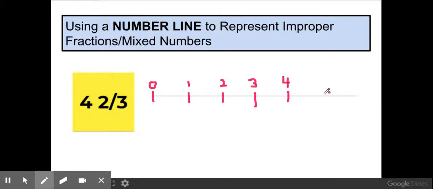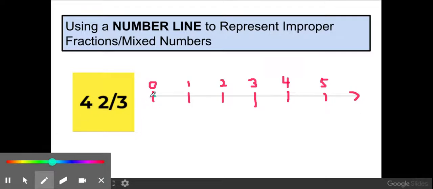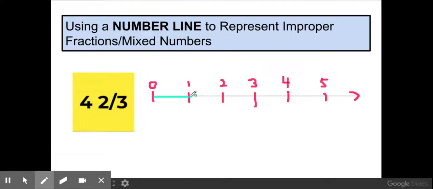I'll keep going past 4. I'll do 5. Then I'm going to make this just continue with an arrow. So I know I have 4 holes. So let's go ahead. That's 1 hole, 2 holes, 3 holes, 4 holes, and I've got 2/3. So I need to now separate this section into thirds, and I've got 2 of them. So right here is where I can write 4 and 2/3 as my mixed number.